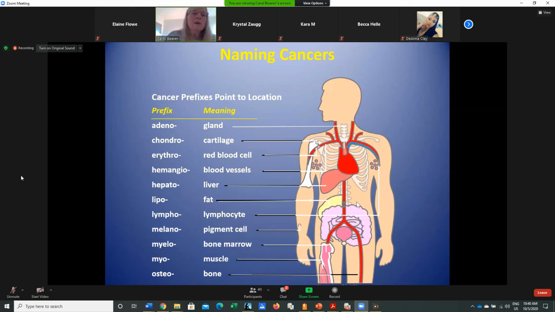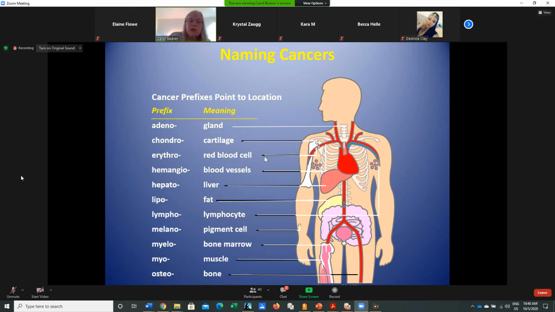So here we go with naming cancers, and this came from the National Institutes of Health. The National Cancer Institute is part of the National Institutes of Health. But anyway, adeno means gland and chondro means cartilage. You can look through all of those kinds of things, but you may know a lot of these already.